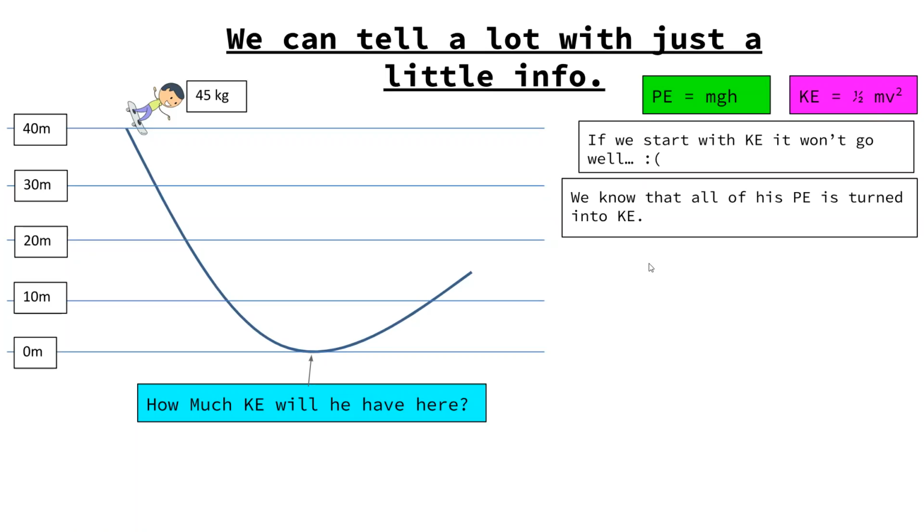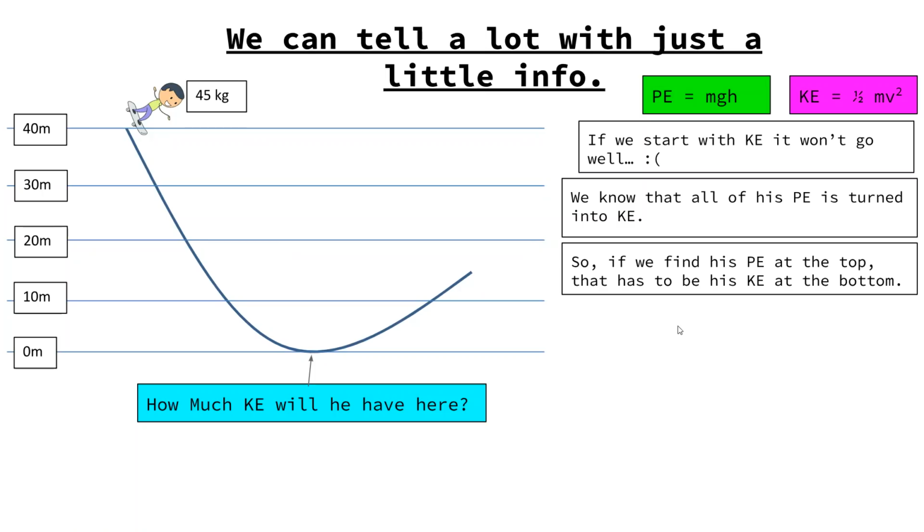We know that all of his potential energy at the top of the ramp is going to be turned into kinetic when he gets to the bottom of the ramp, because he won't have any height anymore. That energy had to go somewhere, and you can't destroy energy, so it had to be turned into kinetic. So if we can figure out what his potential is at the top, we know that that has to be the kinetic down at the bottom. That's what you have to summarize in your steps.